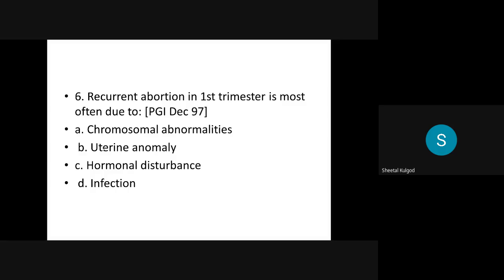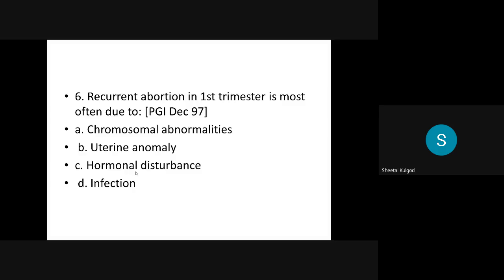Yes, ma'am. Right. Next, coming to the sixth question. Recurrent abortion in the first trimester is most often due to chromosomal abnormalities, uterine anomaly, hormonal disturbance, or infection. Option A, correct. So again, remember chromosomal abnormalities, as we discussed, if there is any genetic abnormality in the parents as well, like autosomal recessive disorders, it might lead to recurrent first trimester abortions. So chromosomal abnormalities will always come first as the cause of a single spontaneous or recurrent abortion in the first trimester. So the answer here is chromosomal abnormalities.